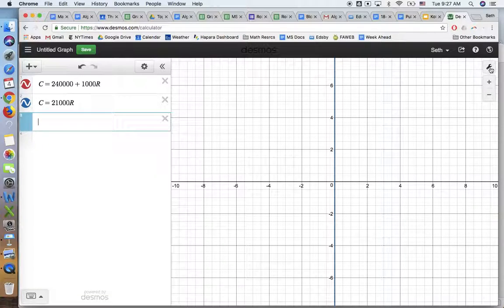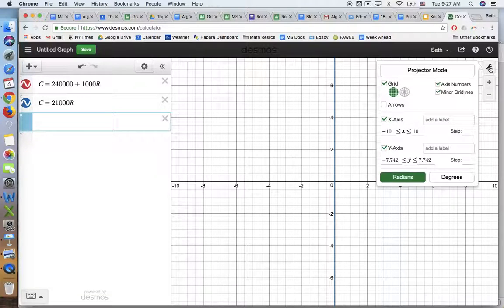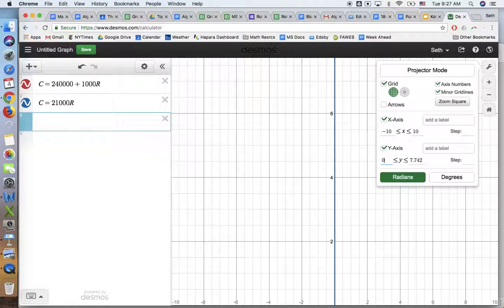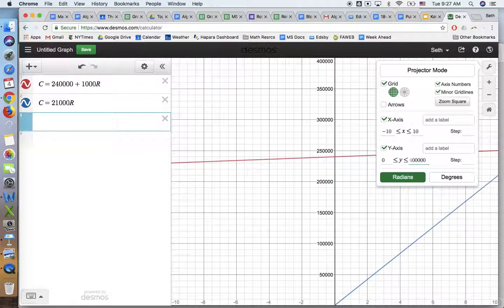So if I go over here to our little graph settings, for my y-axis, for instance, I'm not going to deal with any negative costs in here. So I can make 0 my lowest point here. I know that I start off at 240,000 yen, so the cost can go up to something above that. I'm going to make it just a bit above there, maybe 400,000 yen. Now I can start to see some graphs here.